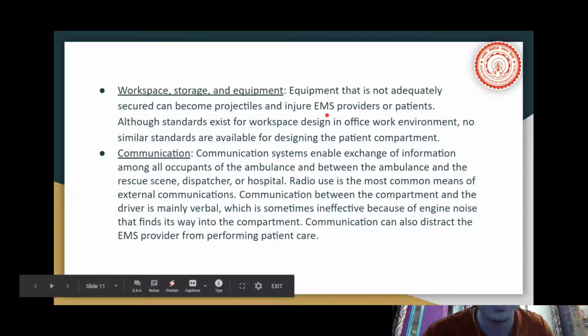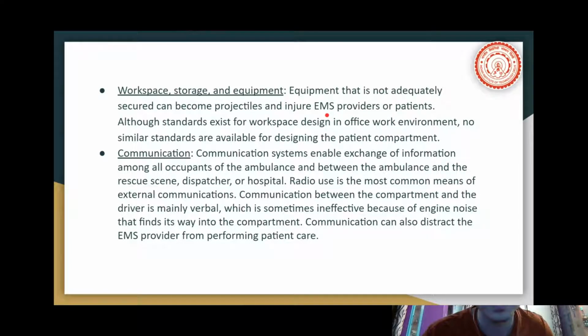Then we come to the workspace, storage, and equipment. Equipment that is not adequately secured can become projectiles and injure EMS providers or patients. Although standards exist for designing an office work environment, no similar standards are available for designing the patient compartment.